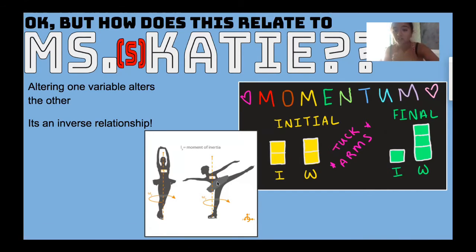Then she tucks in her arms and legs, which draws the mass closer to the center of rotation, and that makes the moment of inertia decrease. Since the momentum is conserved, the angular velocity will increase, so she will go faster. As you can see in the final, her angular velocity increases all the way, and her resistance to rotational change, the moment of inertia, decreases because her mass is closer.